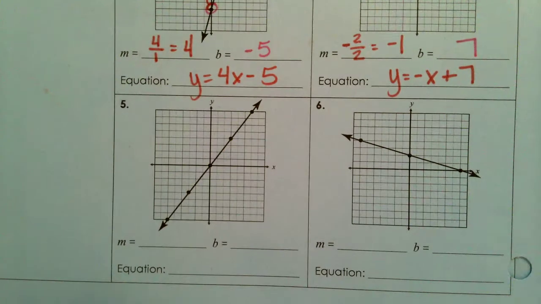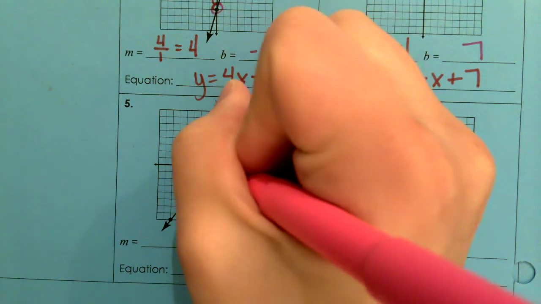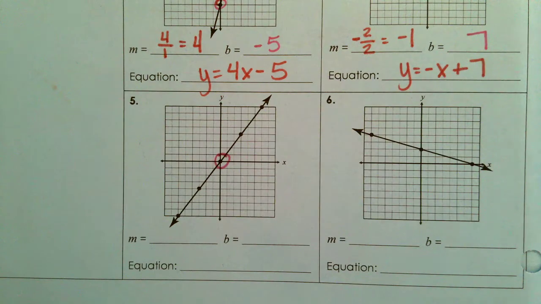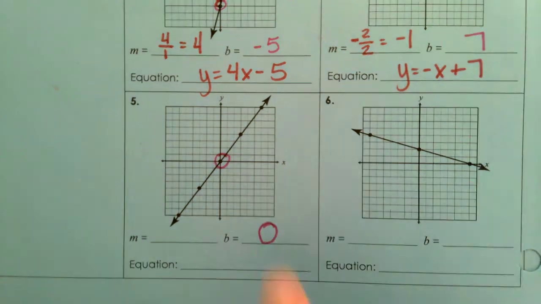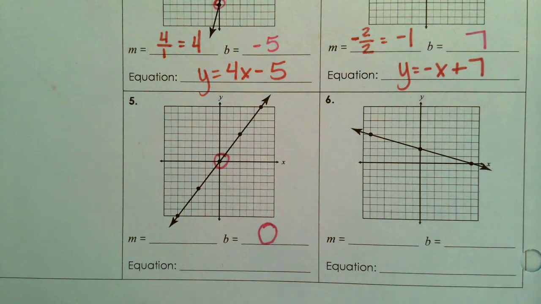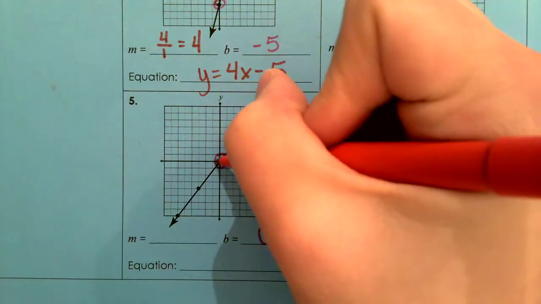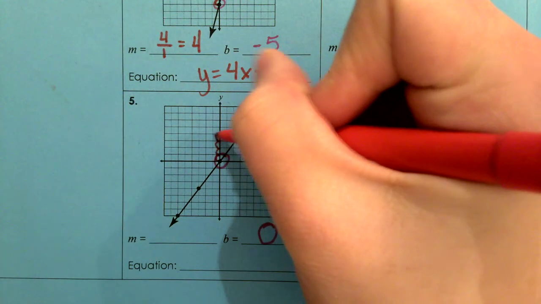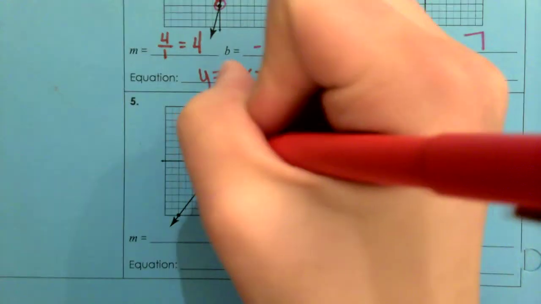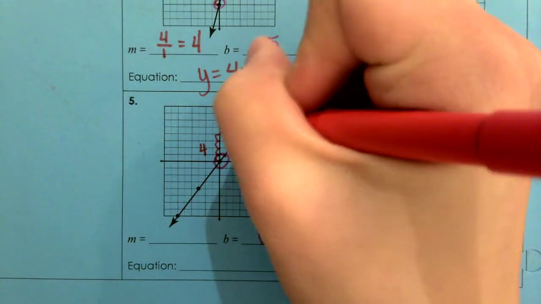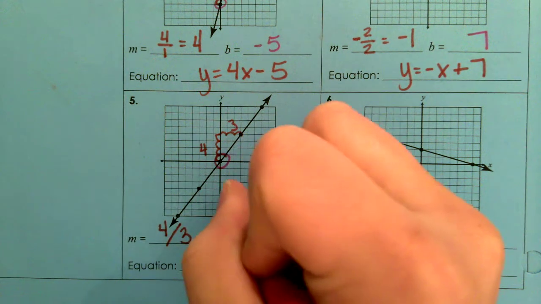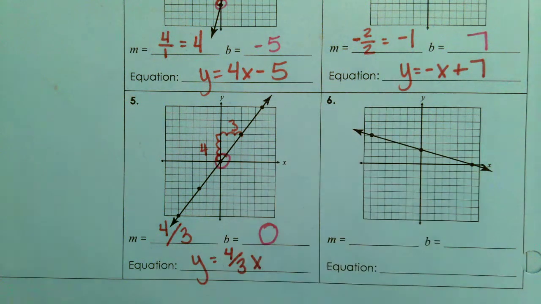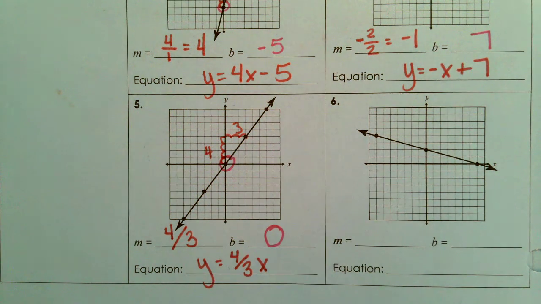Okay, and the reason I recommended that is because we see, what's this point right here? Well, that point that we start at is the origin, remember, and our point is at 0, 0. That's why my b, I am starting at 0. Then I do the same thing for my slope. I go up 4, to the right 3, so my slope is 4/3, and I have y equals 4/3 x, and I don't write that plus 0.